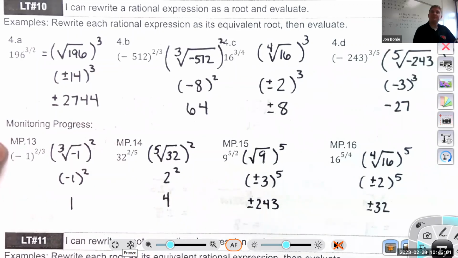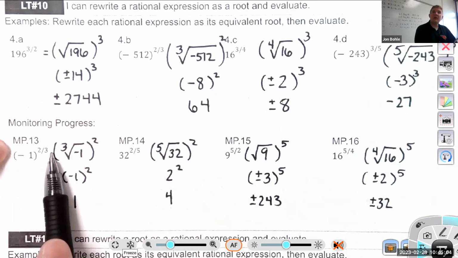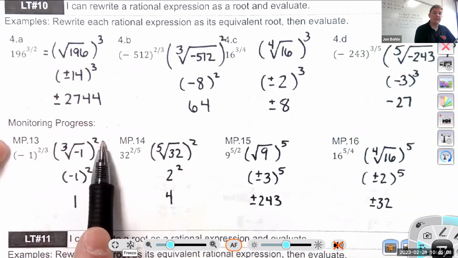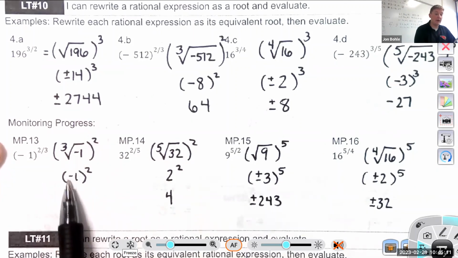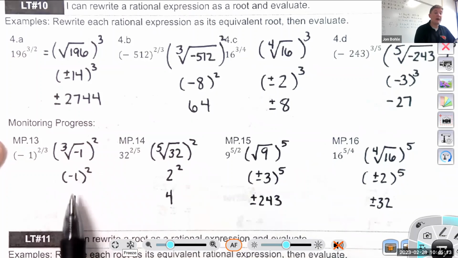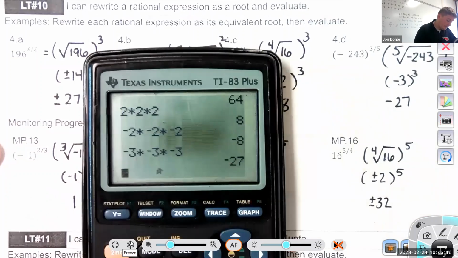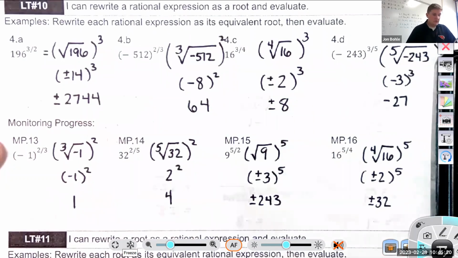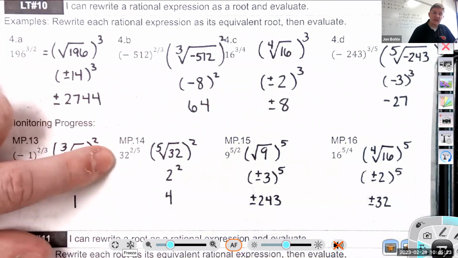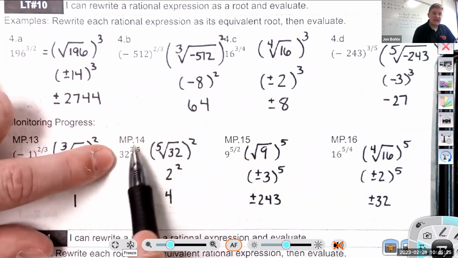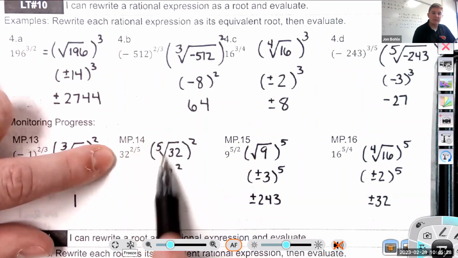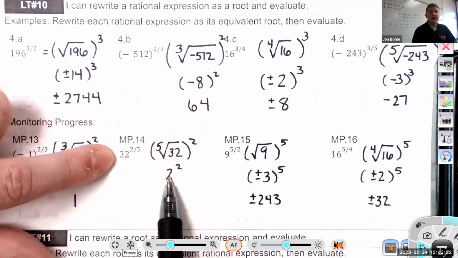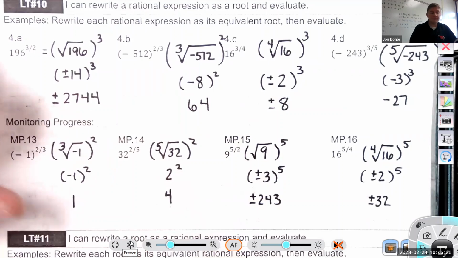Okay, 13. Bottom number root, top number power. So I'm going to be taking the third root of -1 and then squaring it. The third root of -1 is -1. -1 squared is +1 because -1 times -1. Okay, 32 to the 2/5 power. Top number power, bottom number root, fifth root of 32. Fifth root of 32 is just +2. +2 to the second power is 4.